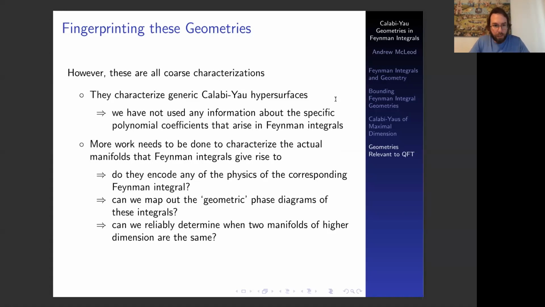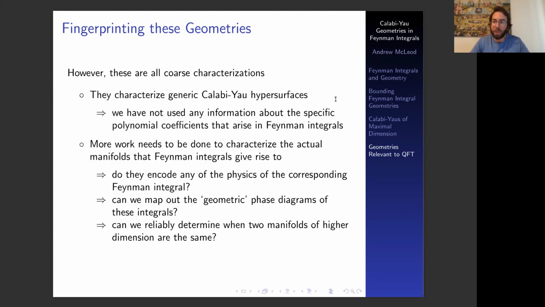However, I should admit very readily that these are all very coarse characterizations, meaning that they characterize totally generic Calabi-Yau hypersurfaces in weighted projective space, because I haven't used to get these numbers anything about the specific polynomial coefficients that arise in Feynman integrals. So in some sense, these Calabi-Yaus that I'm describing are the smooth varieties that appear when you desingularize the things that actually appear in Feynman integrals. And this is because it's much, much harder to characterize these singular geometries. But as such, a lot more work is needed to characterize the actual manifolds that Feynman integrals give rise to.